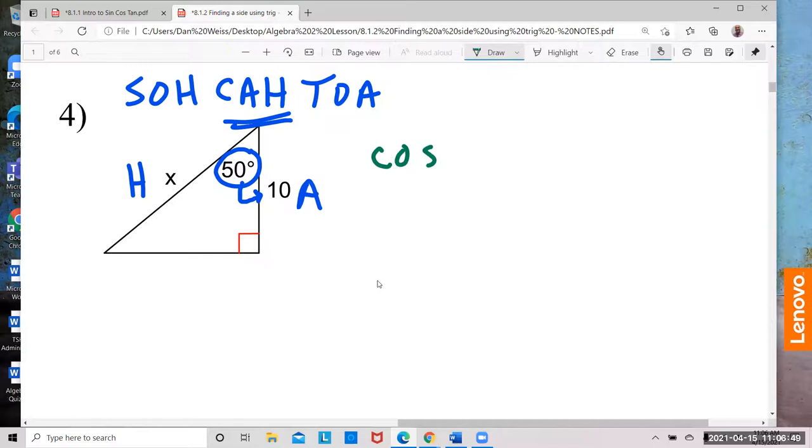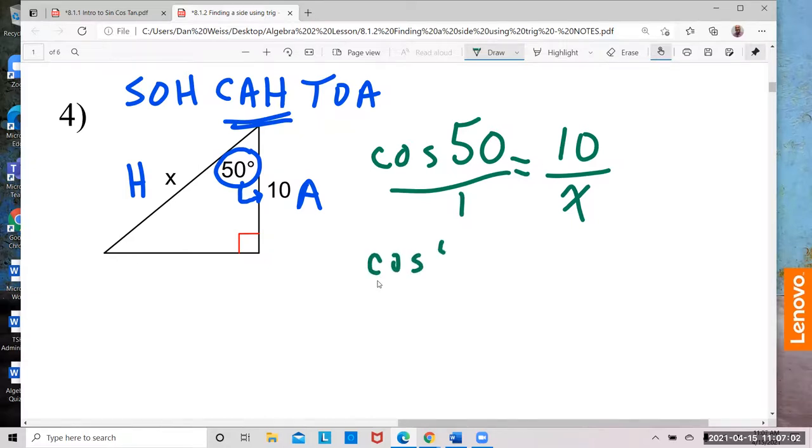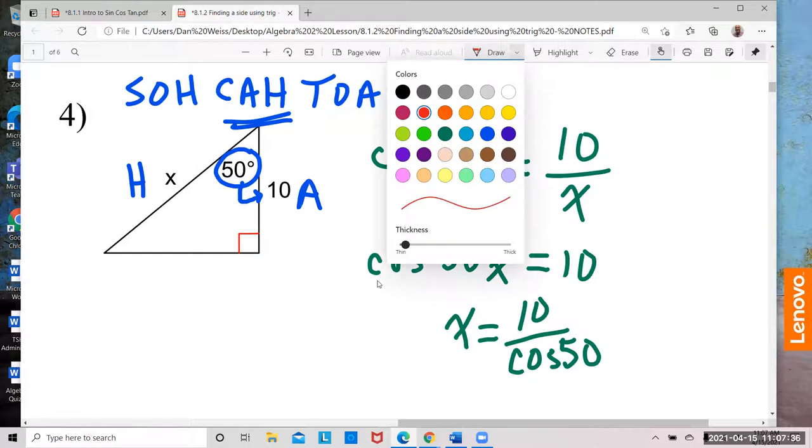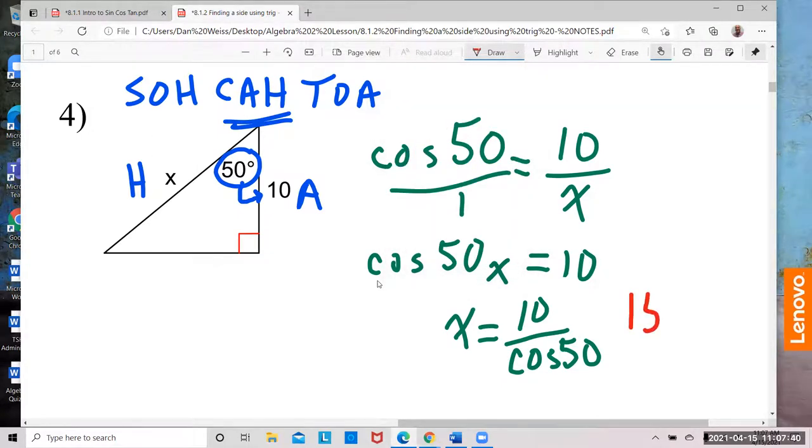Again, we're using cosine. But this time, x is on the bottom, 10 adjacent over hypotenuse. So we're going to have cosine 50x equals 10. Okay. So we're going to divide, right? Understand? Yeah. Do 10 divided by 50 cosine equals. Now, because on your calculator you should get 15.557, it's going to be 15.6, right? If you round up, round correct. Okay, because the 5 makes it a 6, right? Okay.